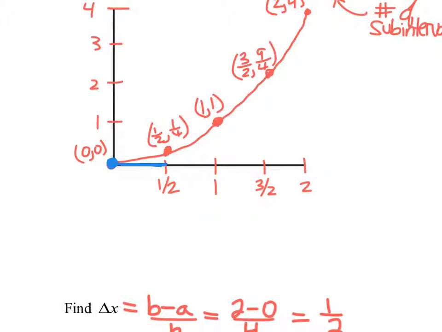Now the second rectangle needs to have its upper left-hand corner at the coordinate 1/2, 1/4. So it would have to look like this. The third rectangle would look thusly. And I could get one more rectangle in here before I run out of space.